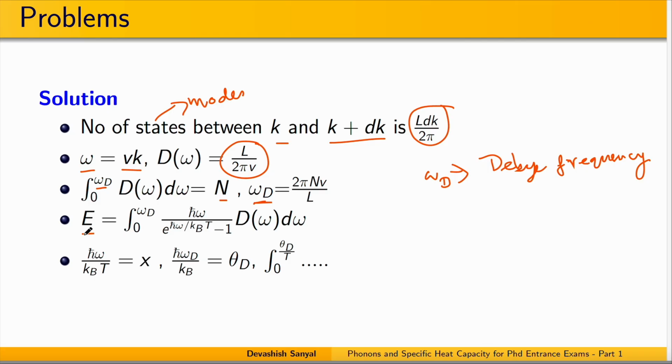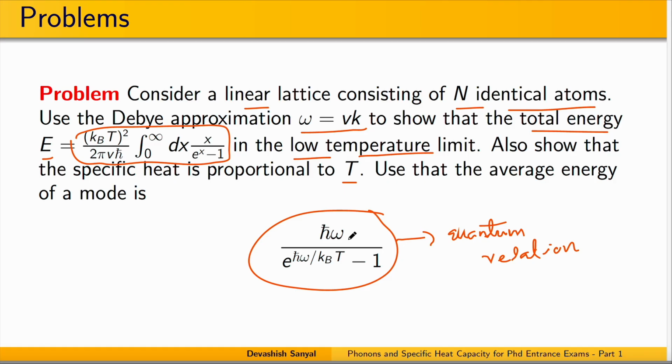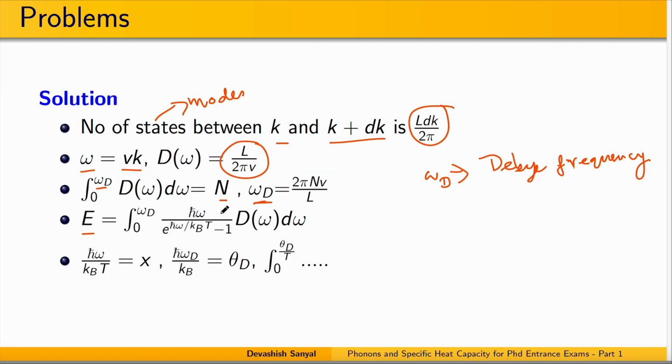Then the energy of a mode is ħω. We already know the average energy of a mode. So the total energy is the average energy of a mode times the number of modes between ω and ω plus dω, and then we integrate from 0 to ω_D, because ω_D is the maximum frequency that is excited. No frequency beyond ω_D will be excited.